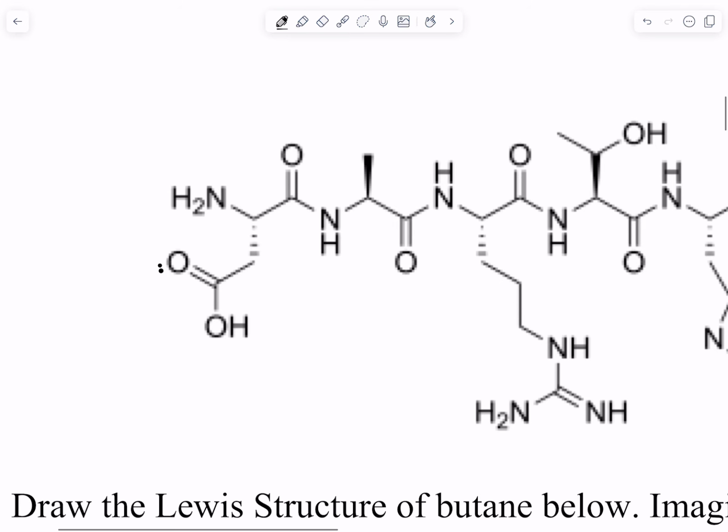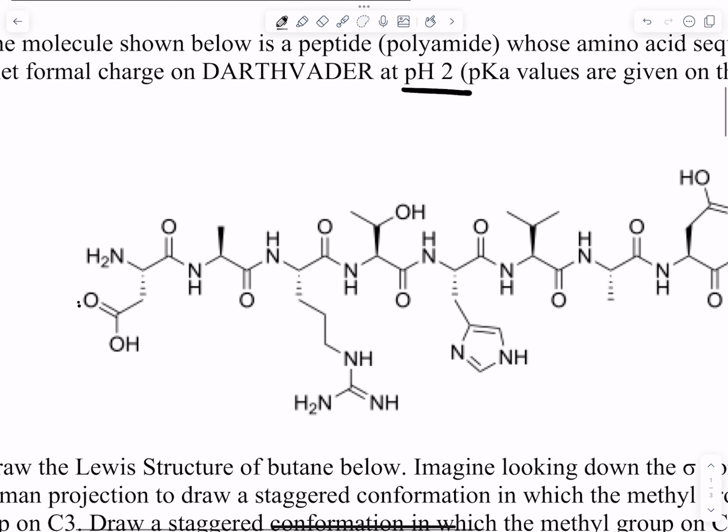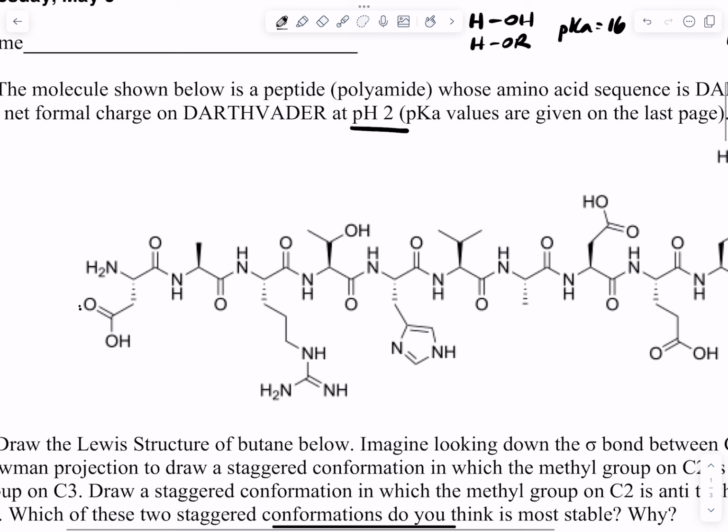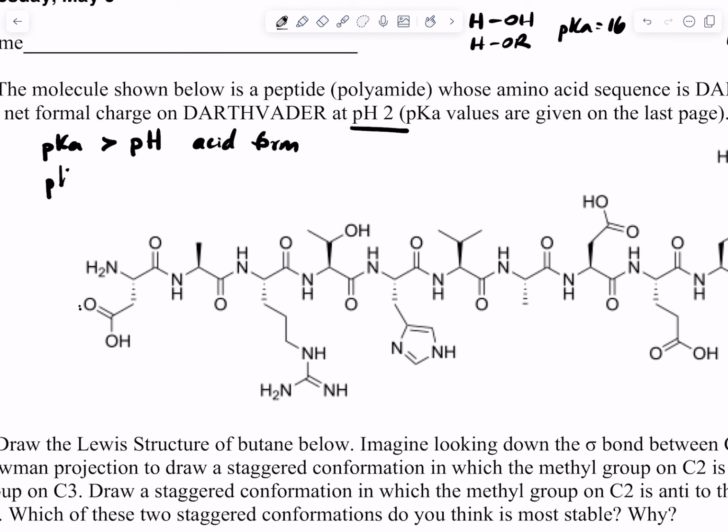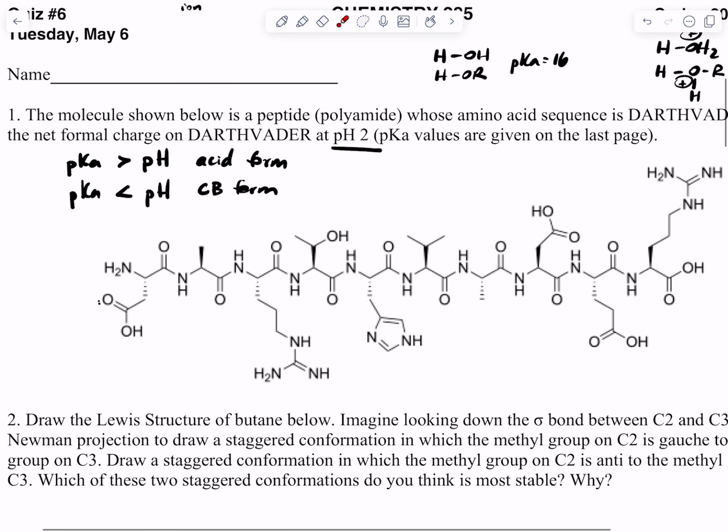So does this relate to the thing we talked about earlier, where if the pKa is greater than the pH, then it doesn't lose the proton? Right. If the pKa is less than the pH, it does lose the proton. But you just said that if it doesn't lose the proton, then it doesn't have a pKa, or did I misunderstand? You correctly summarized: if the pKa is greater than the pH of the solution, the acid form dominates. If it's less than, the conjugate base form dominates. Now, I didn't quite catch the question after that.